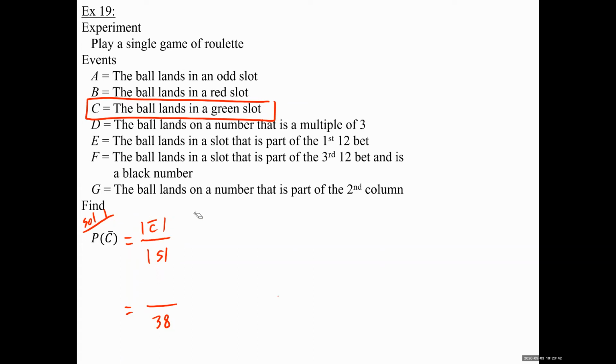How many slots on the roulette wheel are not green? 36. Well, there's 2 green, right? So the other 36 are not green. And that's the end of the story on that one.